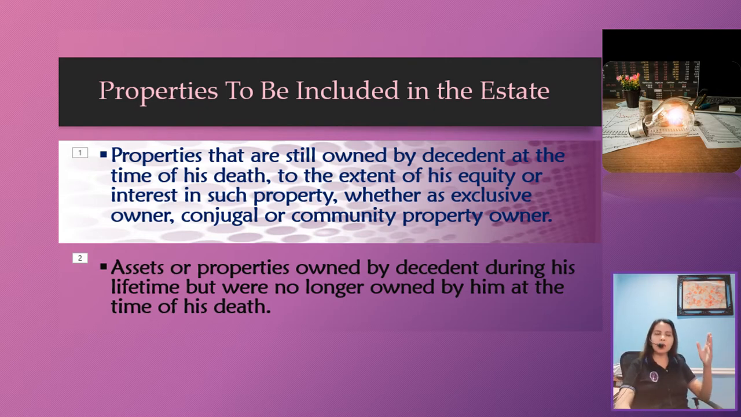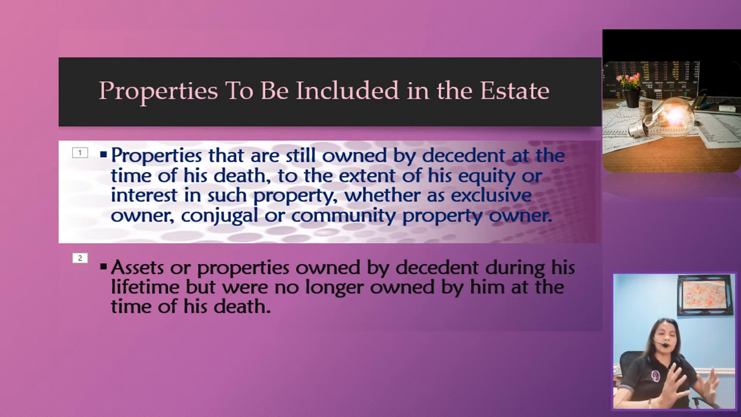Now, the first category, we have the properties physically present in the estate of the decedent. These are the properties that are still owned by the decedent at the time of his death, to the extent of his equity or interest in such property. Say, it's a co-ownership, to the extent of whatever would be the equity or interest of our decedent, whether as exclusive owner, conjugal, or community property owner.